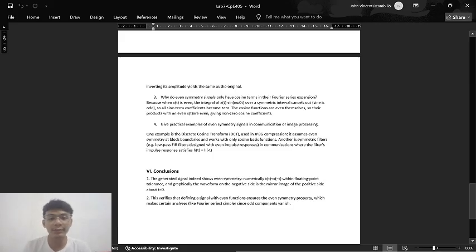This concept is very useful in communication systems and image processing, and in designing symmetric digital filters. Overall, this activity deepened my understanding of how symmetry affects the structure and behavior of signals in digital processing.